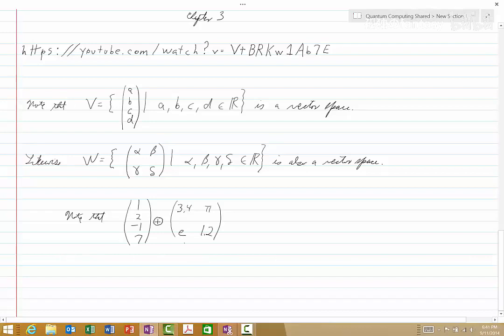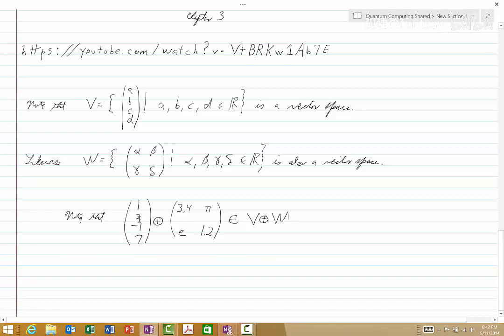Now note that that's an element of V plus an element of W. So this is an element of the direct sum of the vector spaces V plus W. But that's all we can do. We can't somehow simplify this. We can't go ahead and add them any further to each other because these are just different objects.